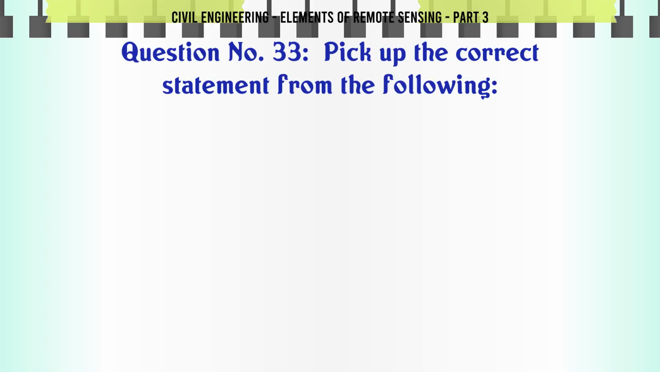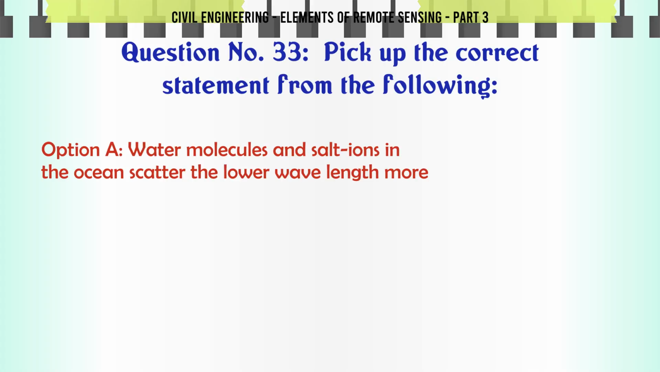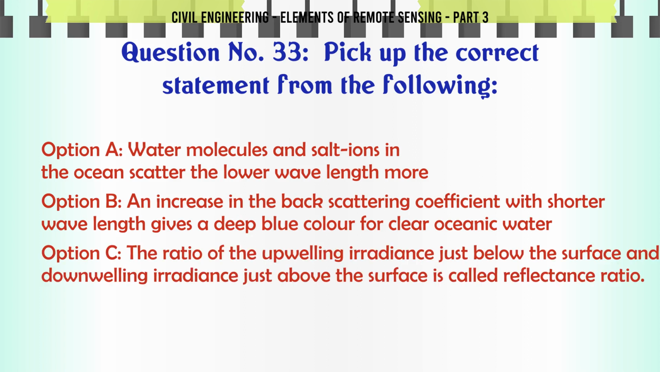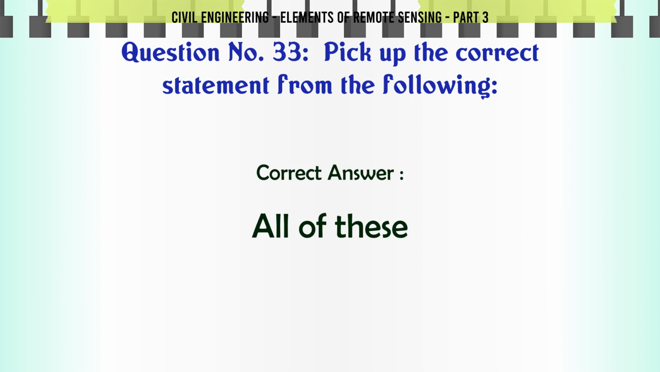Pick up the correct statement from the following. A. Water molecules and salt ions in the ocean scatter the lower wavelength more. B. An increase in the backscattering coefficient with shorter wavelength gives a deep blue color for clear oceanic water. C. The ratio of the upwelling irradiance just below the surface and downwelling irradiance just above the surface is called reflectance ratio. D. All of these. The correct answer is all of these.